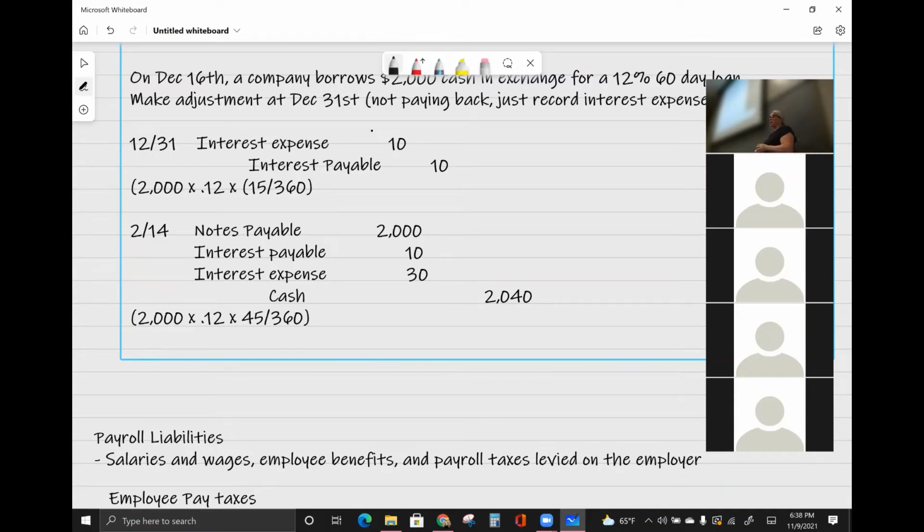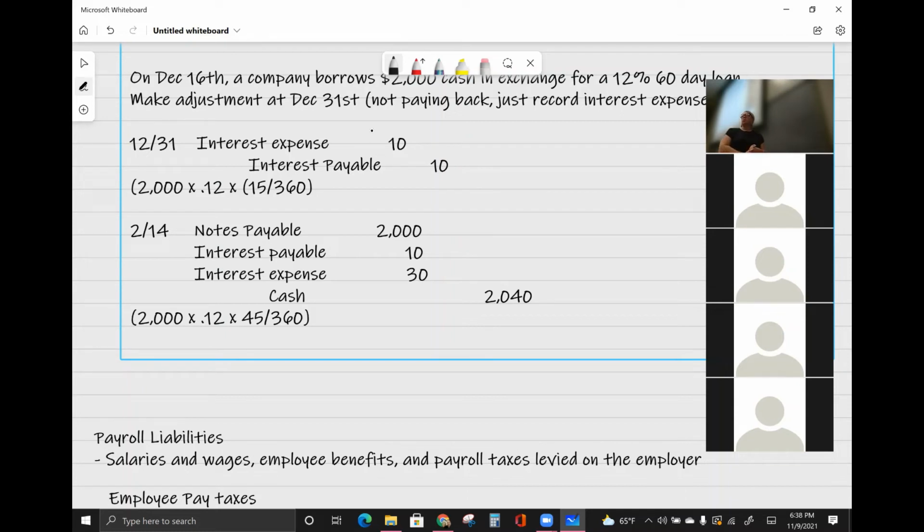So we want to calculate that by taking the $2,000, multiplying it by the rate, dividing it by 360, and then multiplying by how many days for that period. So in December, we only need 15 days. So it's only $10. So on December 31st, we set up a debit to interest expense for $10, credit to interest payable for $10. So we're going to pay that interest in a short time, 45 days from now.